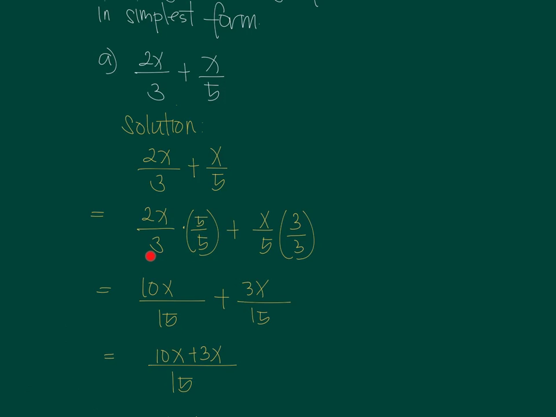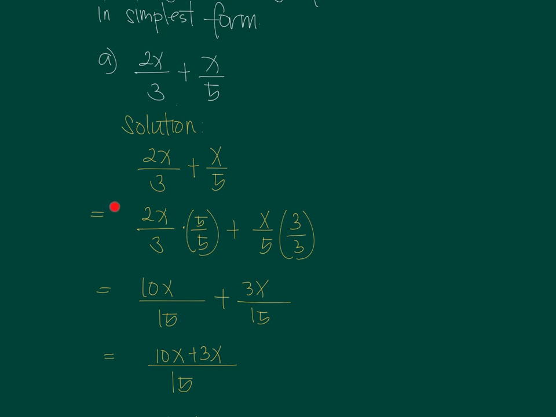Now you just can't multiply 3 by 5 without considering the numerator. Otherwise, you'll be changing the value of the fraction. So to keep the fraction the same, you have to multiply also the numerator by that same number, 5. So this 2x over 3 will be multiplied by 5 over 5. And the same way, to make this 5 into 15, I have to multiply the 5 by 3. Multiplying the 5 by 3 will also force you to multiply x by 3. So you have 3 over 3.